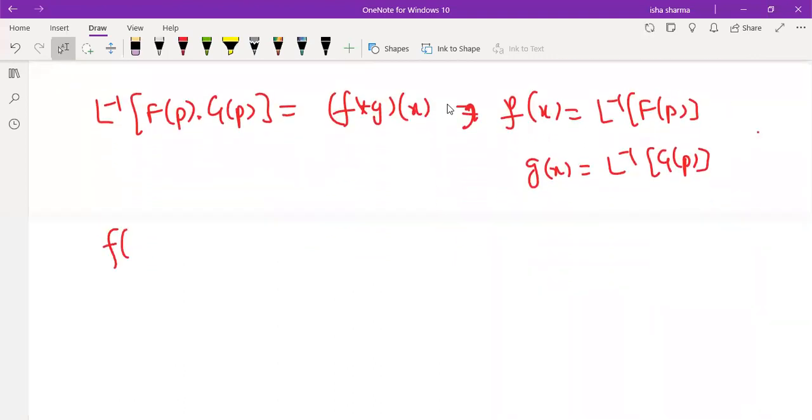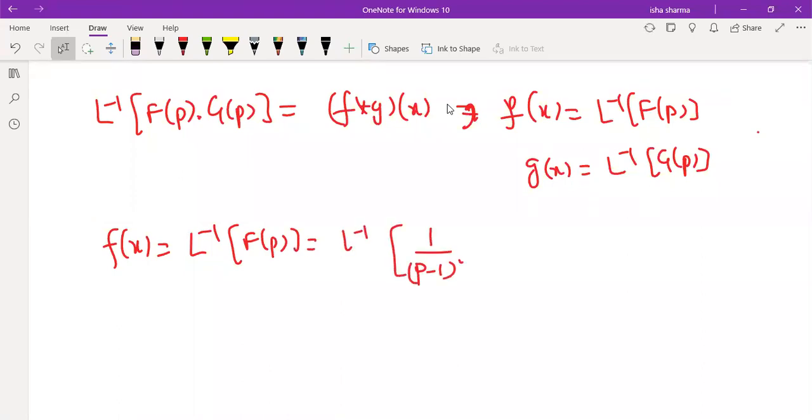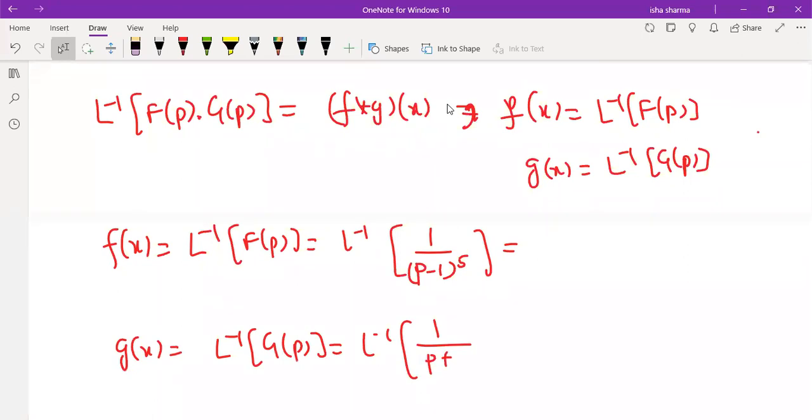So small f is the Laplace inverse of F(p), which is the Laplace inverse of 1 over (p minus 1) raised to power 5. Tell me, what is this? And what is g(x)? What is small f and what is small g? You can raise your hands and let me know the answer.